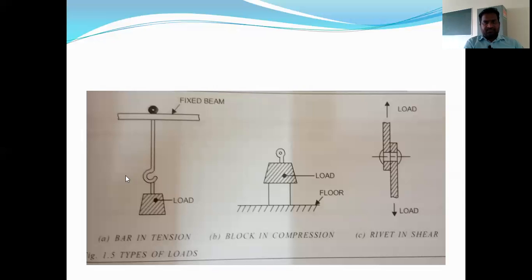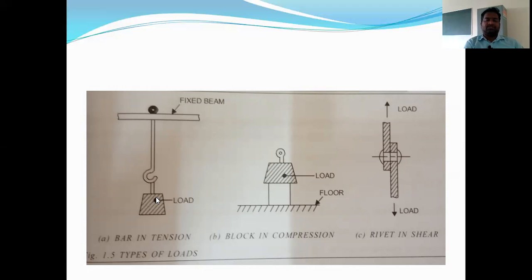Now observe this figure. Here we are applying the tensile load, bar in tension, because the load is acting on this hook. Here the component is the hook, and here the component is a block. We are applying a load on the top of this block, and the floor is acting with a force upward, and the load is acting downward. So both are in opposite directions. For that reason, it is a compressive load.